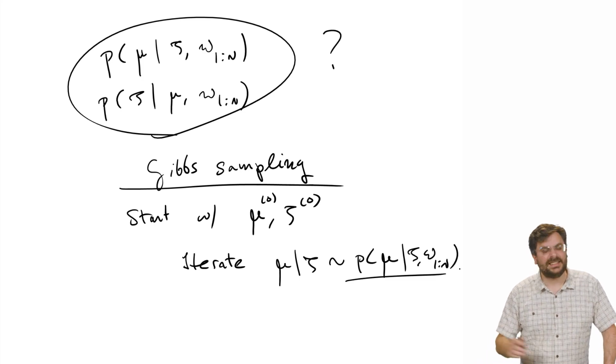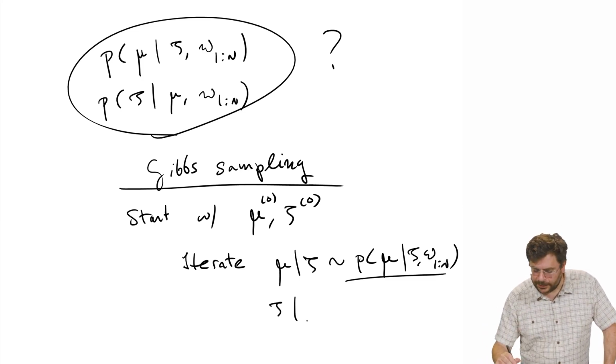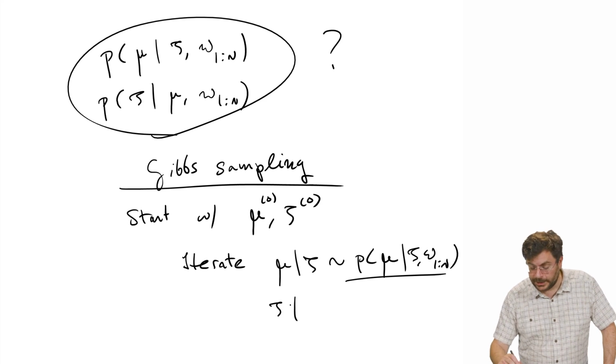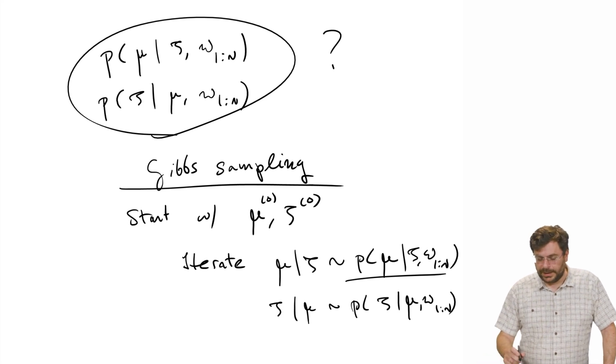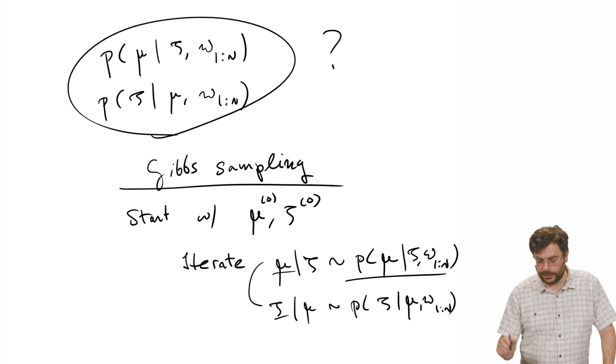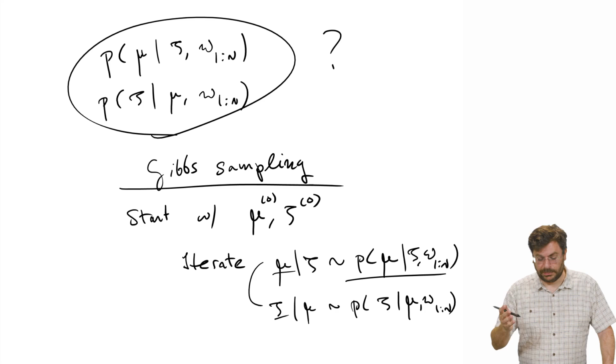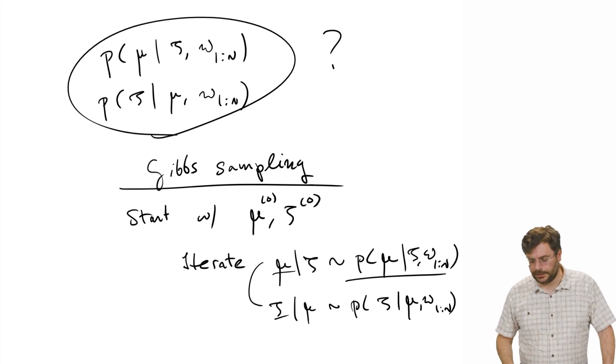I know I'm writing the density here, as opposed to the probability distribution, but tau given mu, p of tau given mu, w1 to n. So this would give me a sample. Each one of these Gibbs steps would give me a sample of mu and tau, and I subsequently go ahead and iterate in order to obtain subsequent samples of mu and tau.